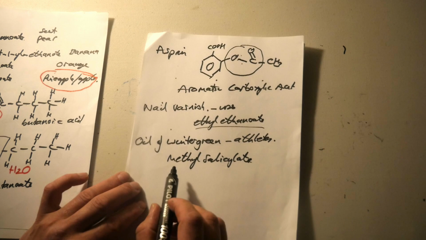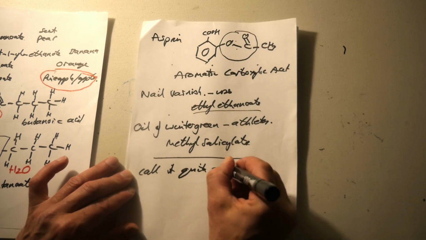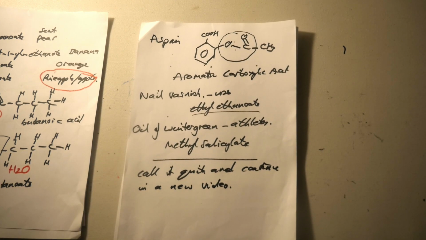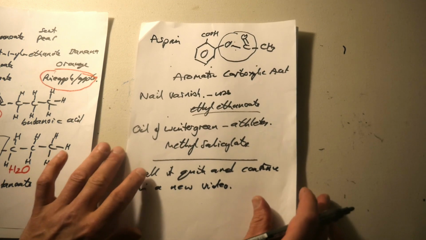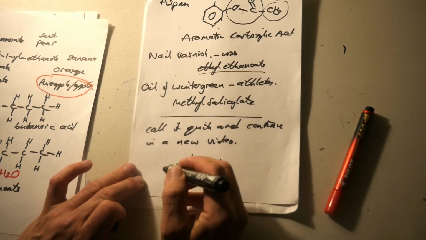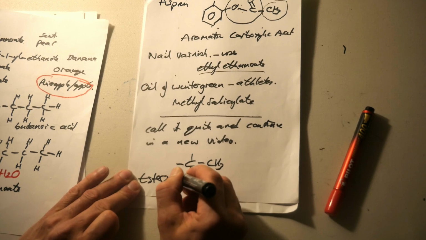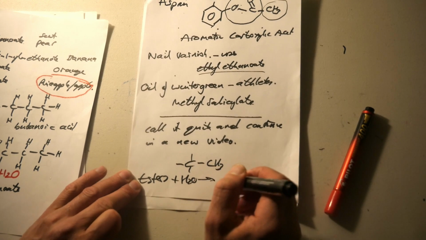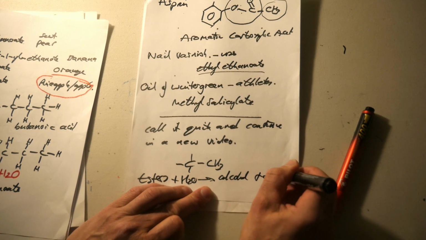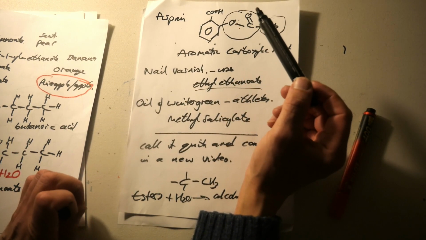So I think I'll call this quits and make this in a new video. Otherwise the video will become ages. So, okay, I hope that's a help. But in the new video I'm going to talk about how esters are hydrolyzed, which means adding water. They convert back to the alcohol and acid, okay?